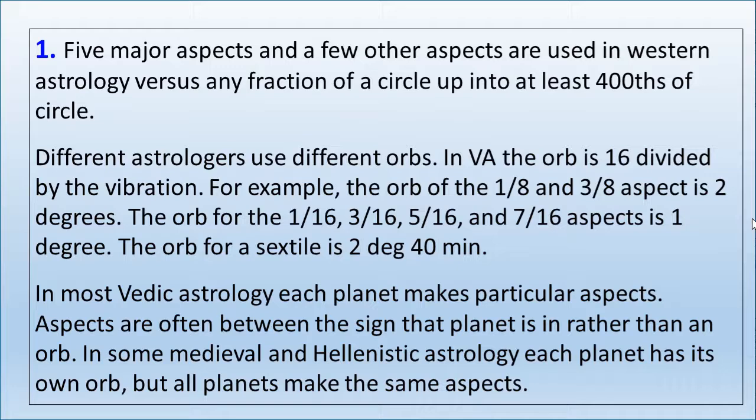So what is the orb for a sextile? Just one more example. Well, a sextile is 1/6. 6 divided into 16 comes out to 2 2/3, or in other words, 2 degrees 40 minutes.